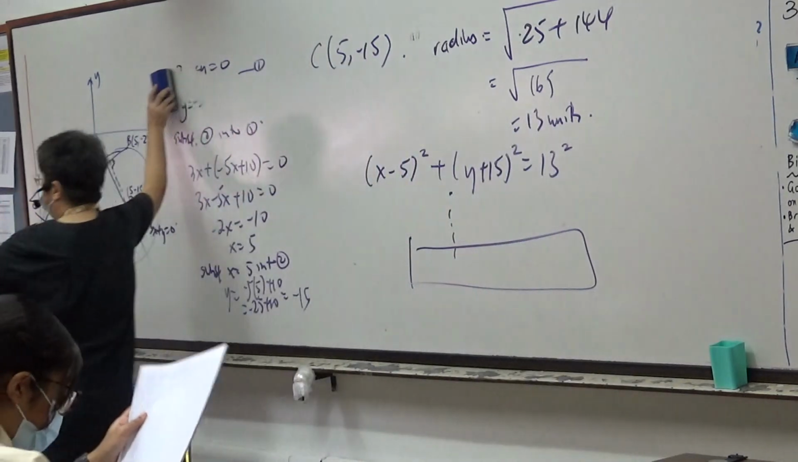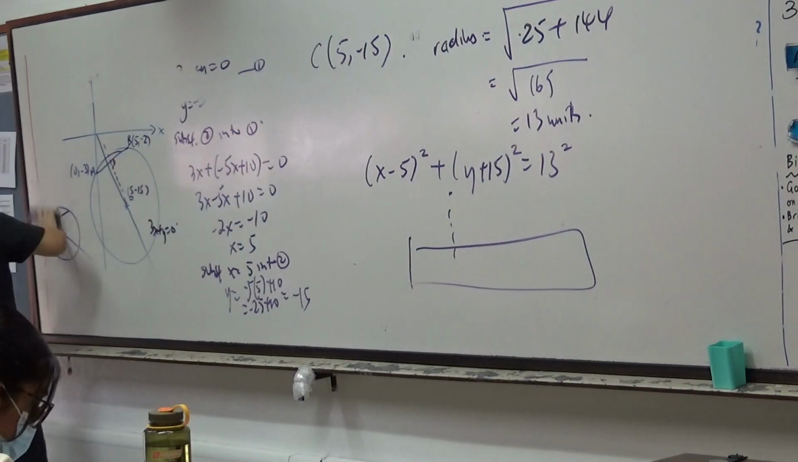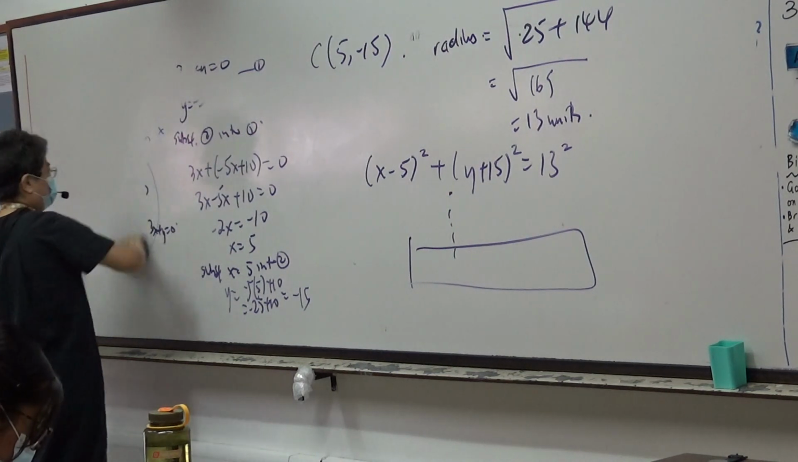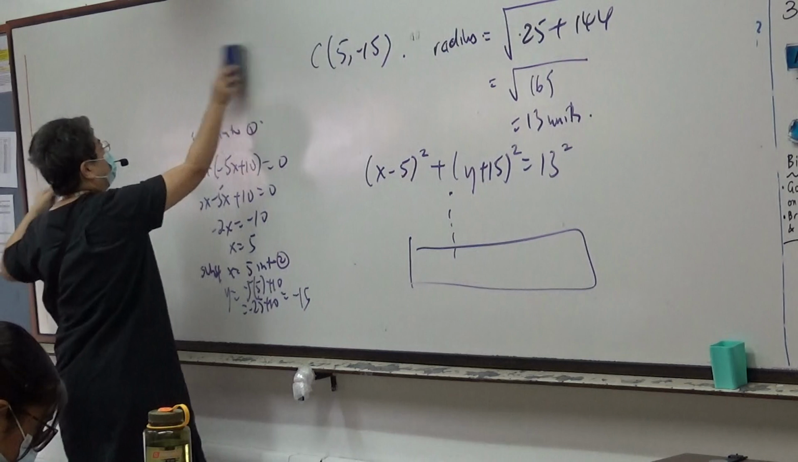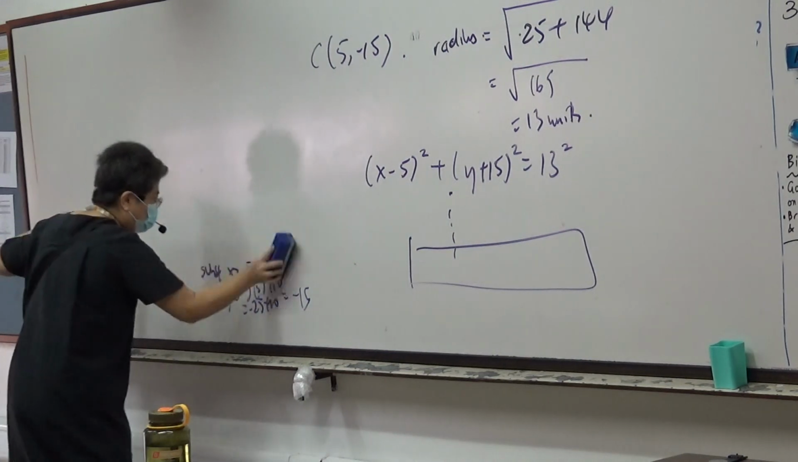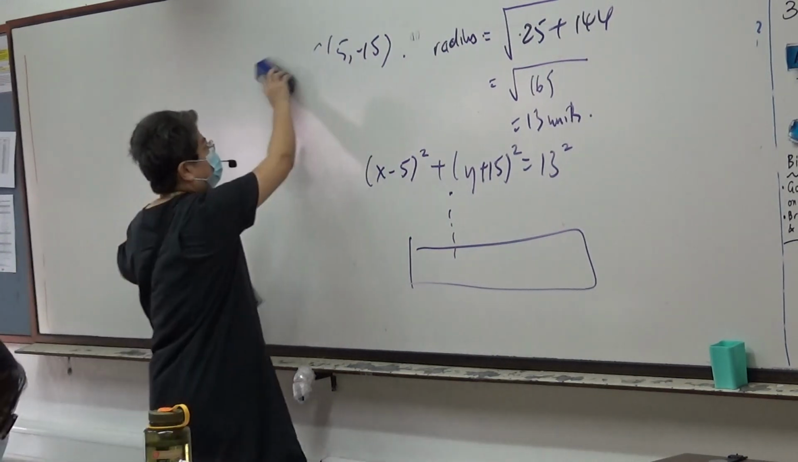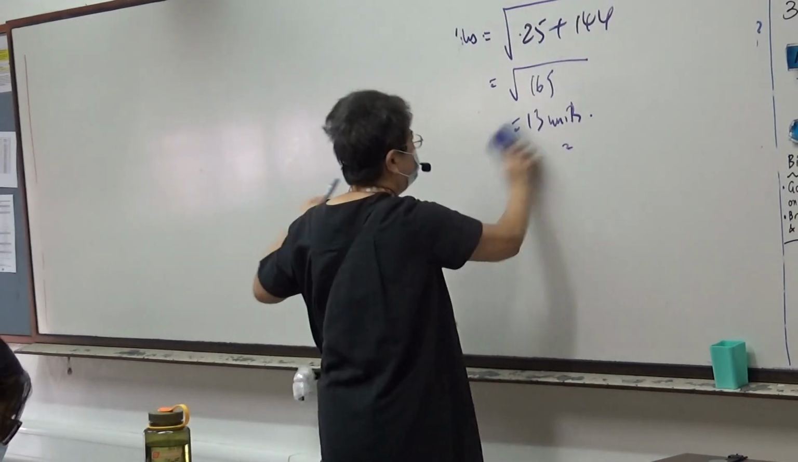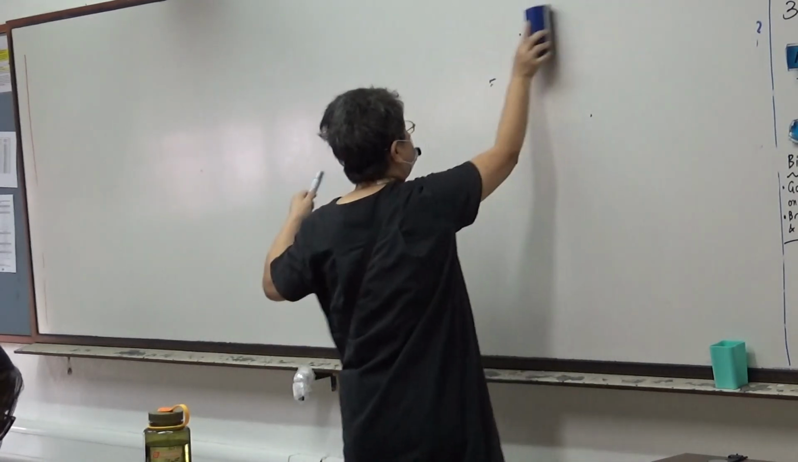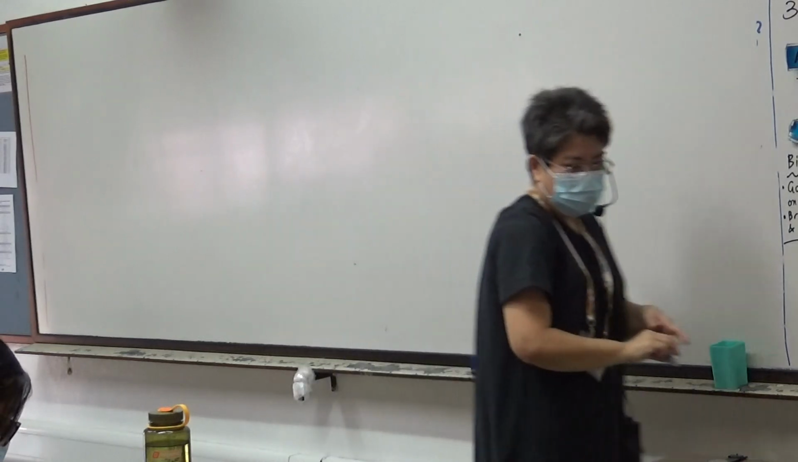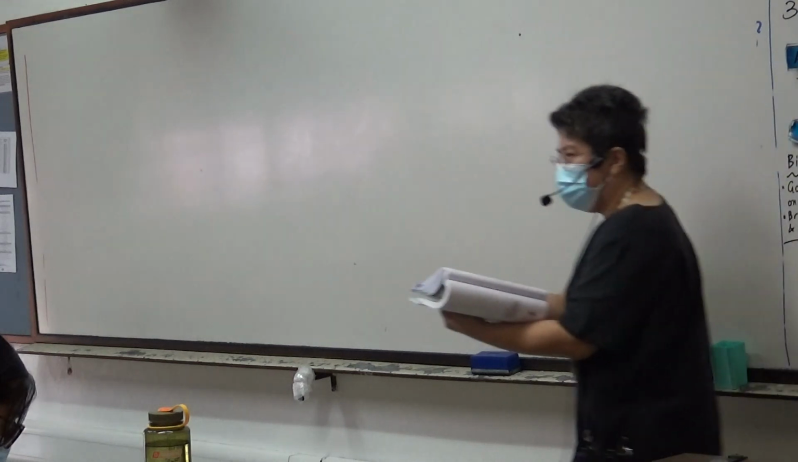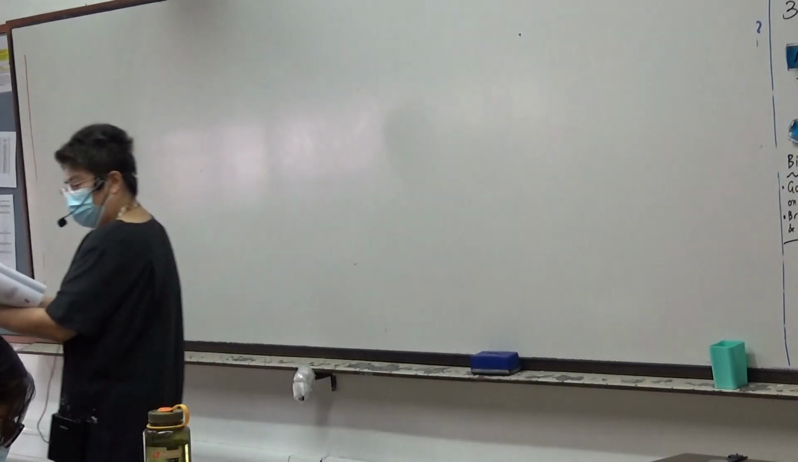You read first, example 6. Because you must understand the question, no? If not, cannot do one. Okay. Let's look at example 5. Why did I say example 6? Okay, come, let's take a look.